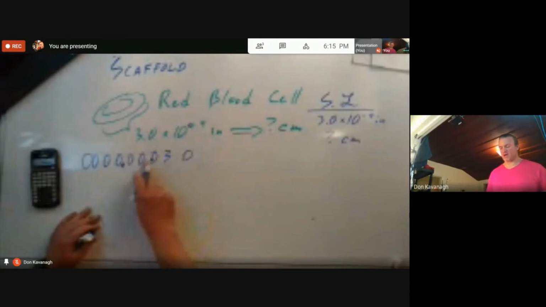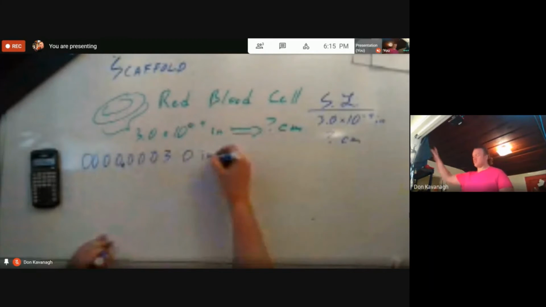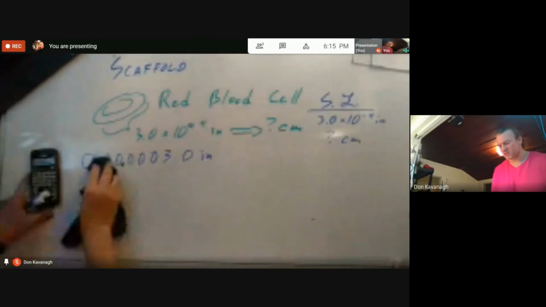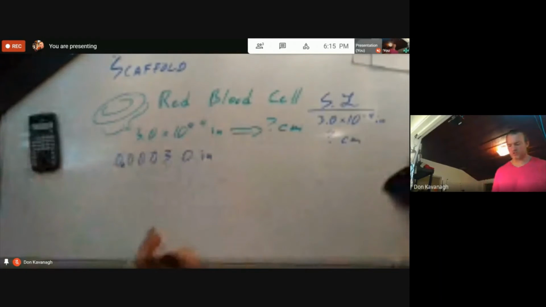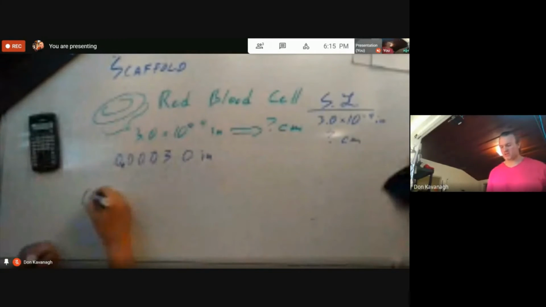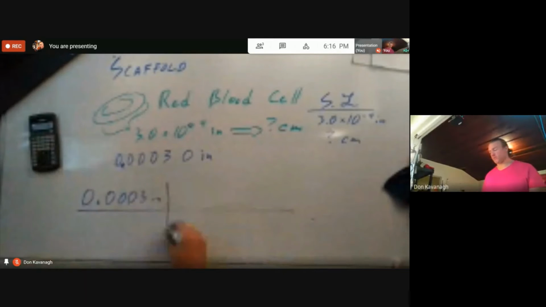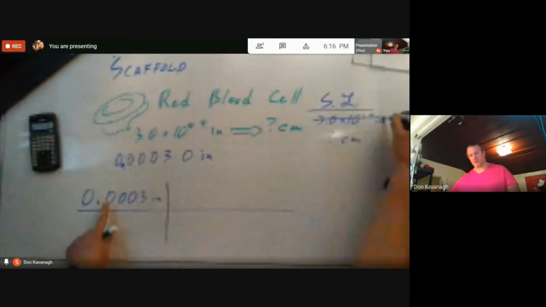And so there's my standard notation of this in English units, inches. And I'm just going to erase some of these leading zeros. All right, so this is much more comfortable, easier to chew. So I'm going to put this in my scaffold. And once I put this in my scaffold, that's what you do.